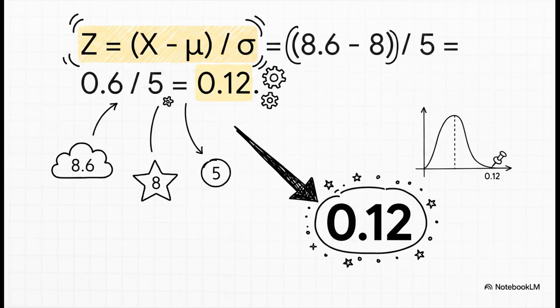Step 2, let's translate this into our universal language. We just plug our numbers right into the z-score formula. Z equals our value, 8.6, minus the mean, 8, and we take that whole thing and divide it by the standard deviation, which is 5. So that gives us 0.6 divided by 5, which equals a z-score of 0.12. So what does the z-score of 0.12 actually tell us? It means that a download time of 8.6 seconds is just a little bit, specifically 0.12 standard deviations above the average download time. It's pretty close to the middle.